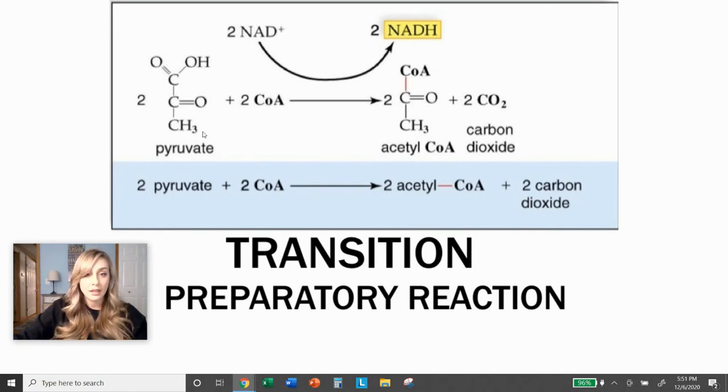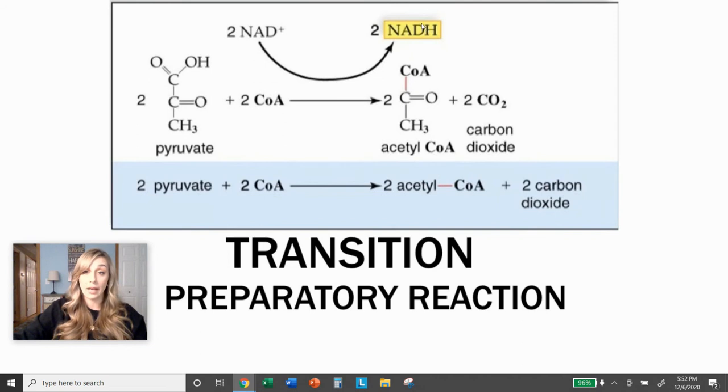Here's the chemical structure for pyruvate. We see it's a 3-carbon molecule. Makes sense. Glucose is 6. We split it in half. And what we're doing, we're removing this COOH, okay, that carboxyl group. CO and O are going to leave as carbon dioxide, right? CO2. And then this H is going to be given to NAD to reduce it to NADH.